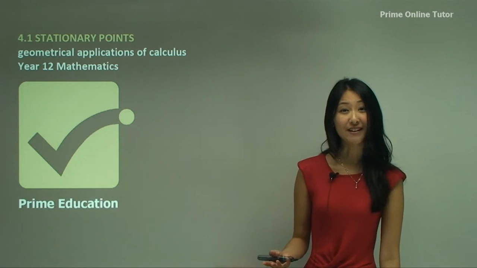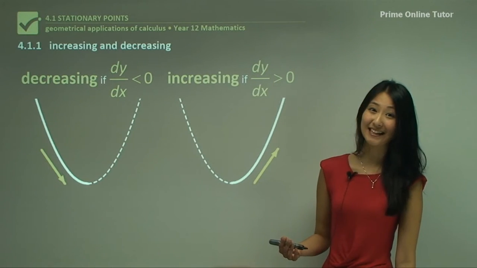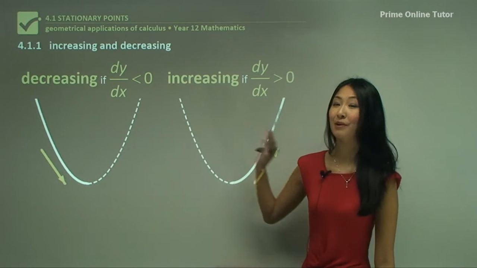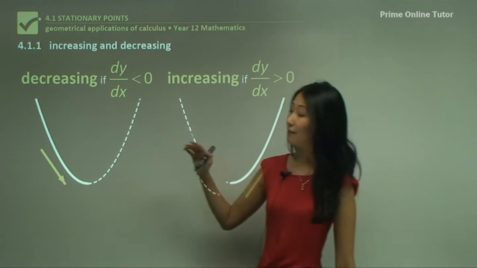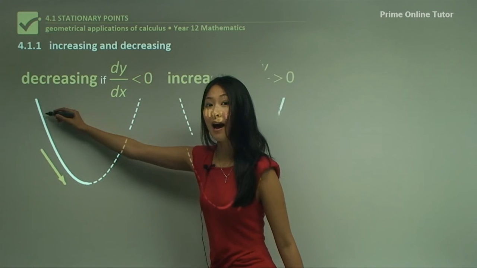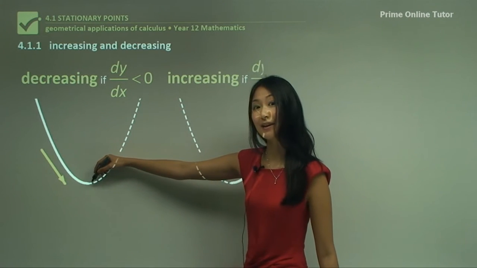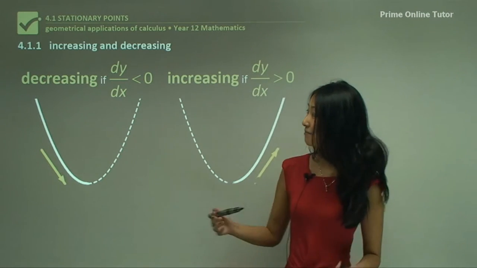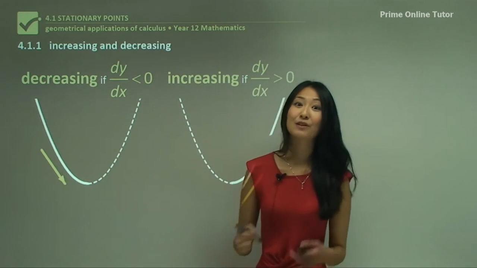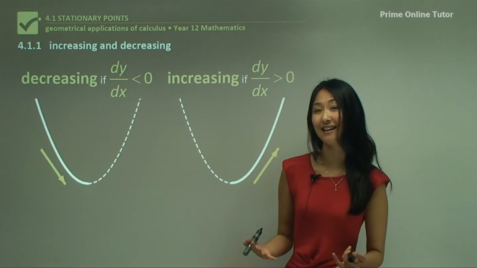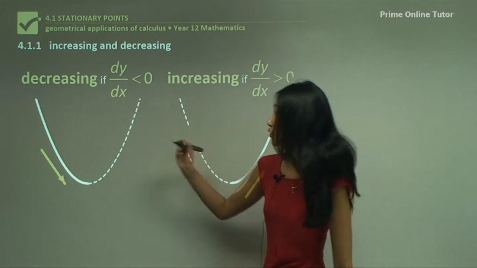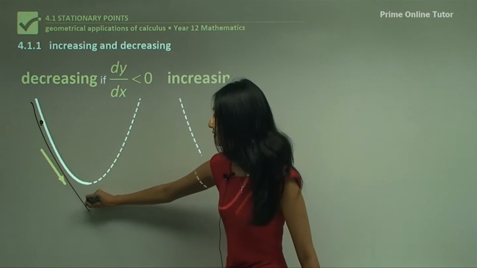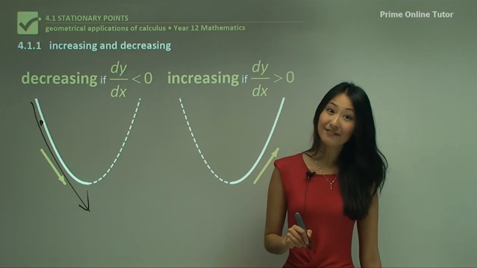To start off with, we're going to be learning about increasing and decreasing values of a graph. Over here we have two parabolas, and as you can see in the first parabola, this part of the parabola is said to be decreasing. Can you see how that's decreasing over here? What we're actually saying by saying it's decreasing is that the gradient of the tangents is negative. So if I drew a tangent anywhere along this portion of the graph, can you see how the gradient is going to be negative?